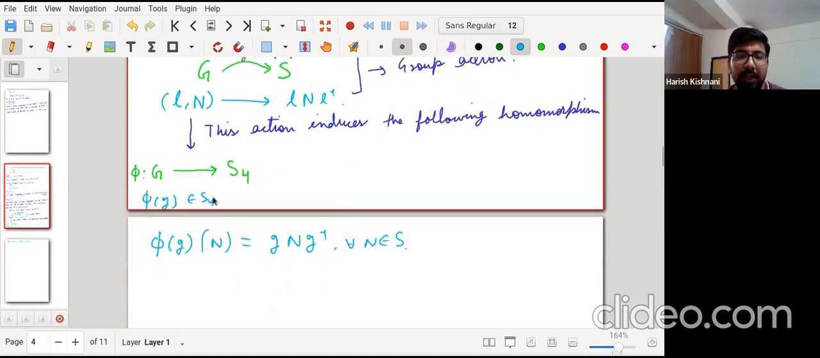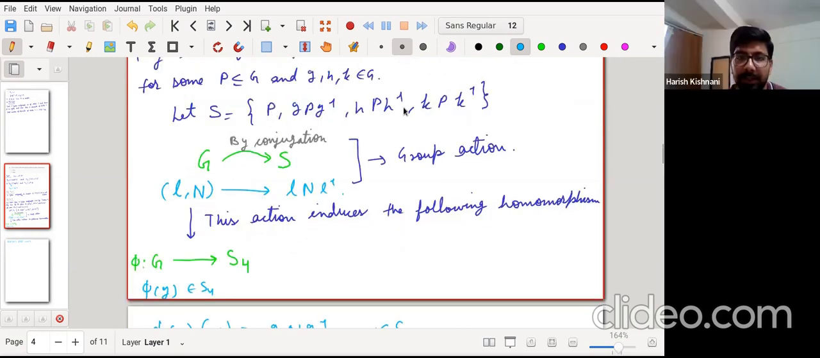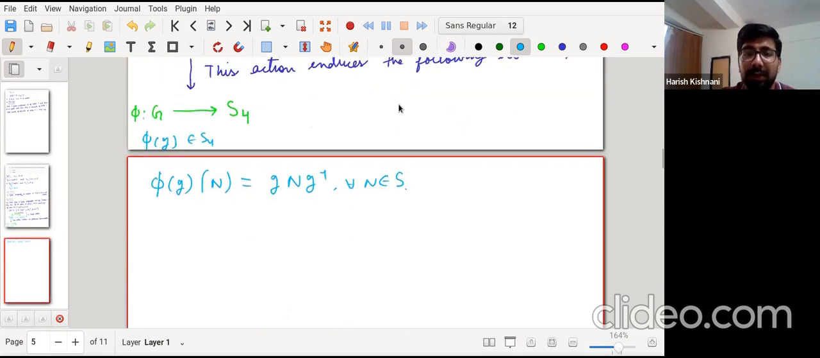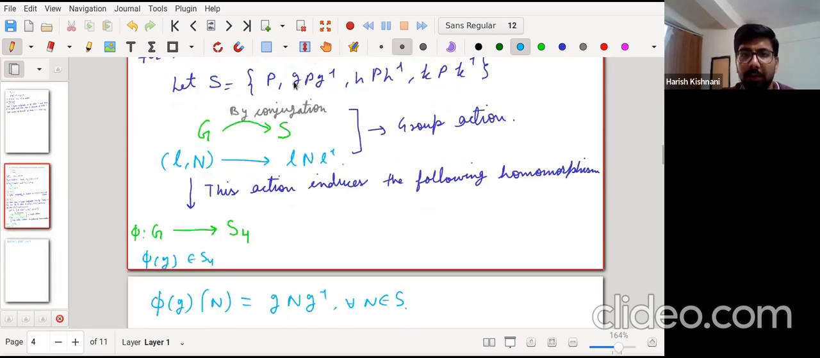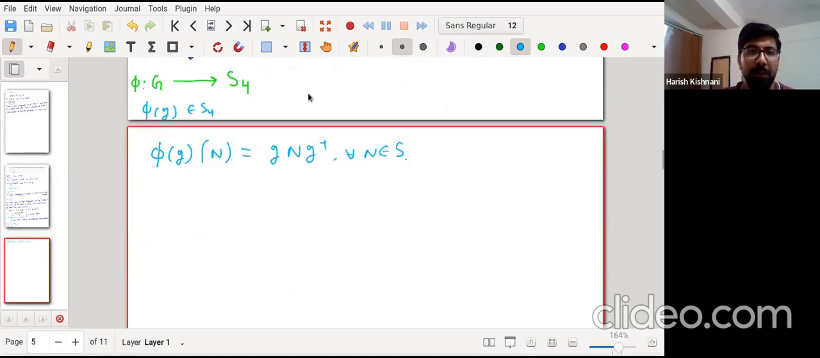And this conjugation is like a permutation for a fixed g. Because g can send this P to anything which is inside this set. So it's acting like a permutation on four symbols, and your symbols are just these four, the four Sylow subgroups. Now this induces a homomorphism phi of G. So what can we say about this homomorphism? This homomorphism is going to be used again in the next question.